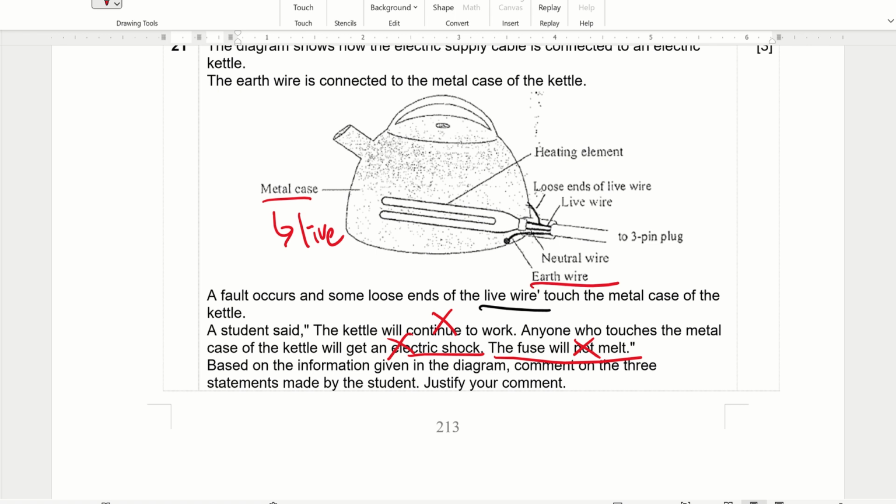This earth wire is, if it's connected properly, the current will flow through this low resistance wire instead of the person. Okay, but actually it wouldn't wait until the person touches it. The fuse will have already kicked in and creates an open circuit, so the kettle will not be working already. Okay, so this is the answer for this question, right?